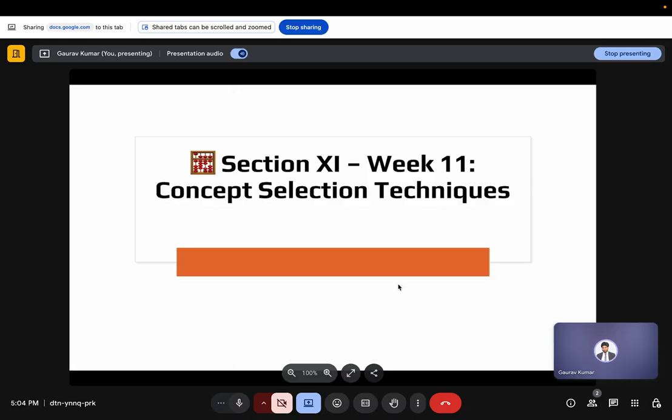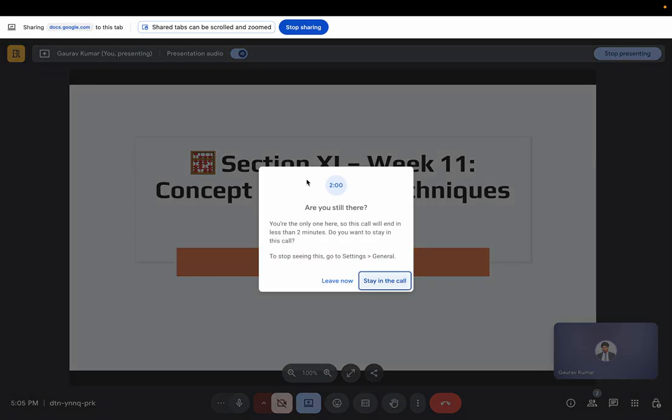Now moving toward the week 11 concept selection techniques. So what will we learn? We will learn the structured innovation framework, TRIZ and contradictions analysis, inventive principles and resolutions, and concept screening and scoring, the outcome of week 11.